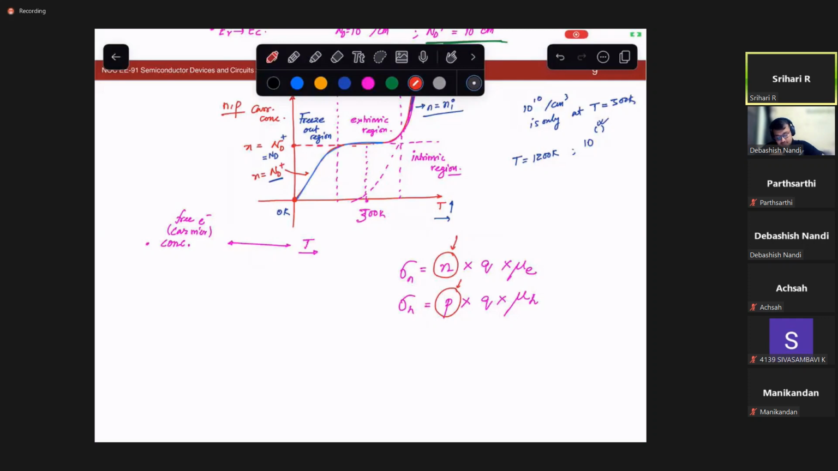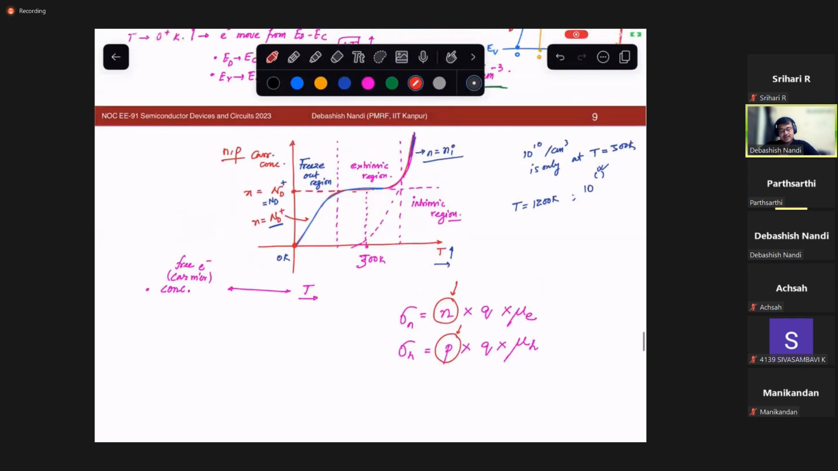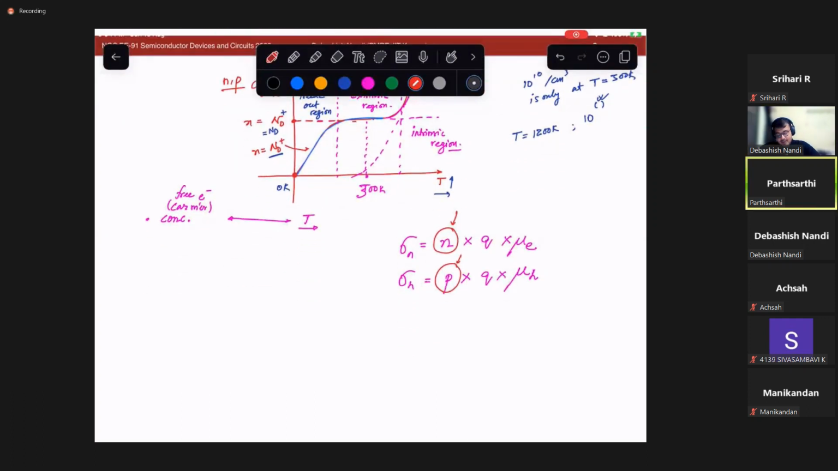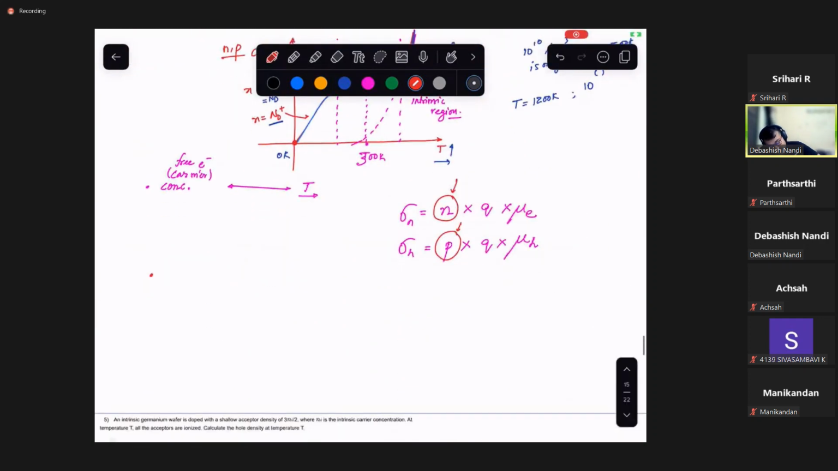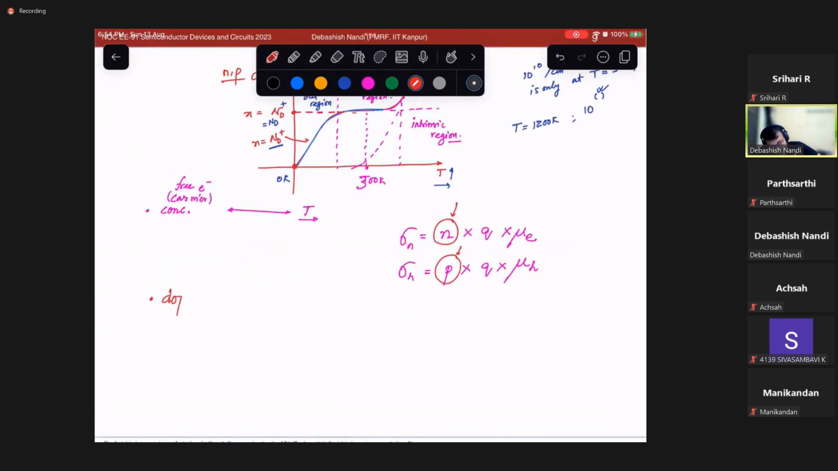By controlling the temperature? No, we don't want that. By controlling the electric field? No. These are the only two mechanisms through which you can get free carriers. I don't want my temperature to control the carrier concentration, because it is a strong function of temperature, intrinsic. I don't want intrinsic carrier concentration to get controlled. So I want doping to control it.